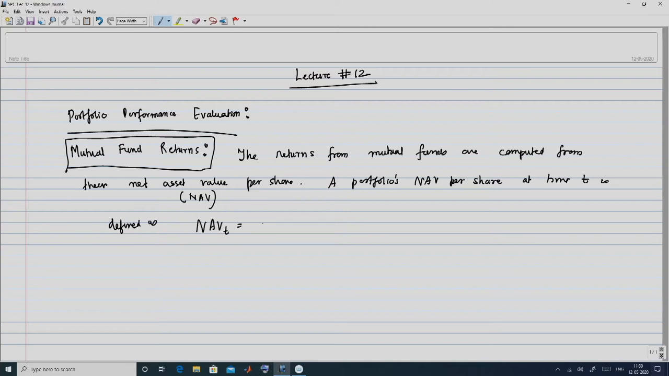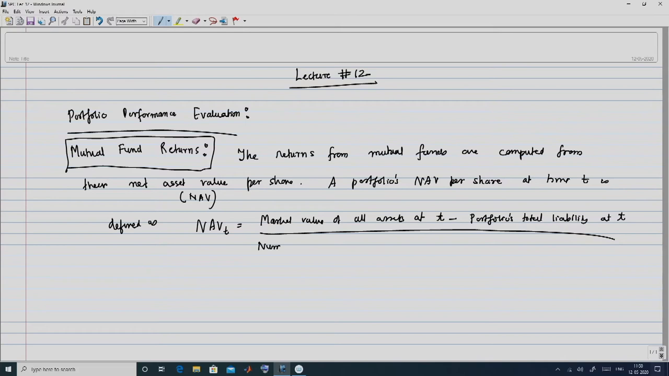NAV_t is the market value of all assets at time t, and that means all the assets in the mutual fund, minus the portfolio's total liability at time t, divided by the total number of shares outstanding, and by outstanding I mean that they are being held by investors at time t.